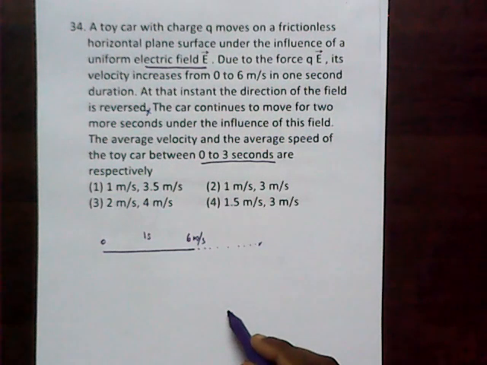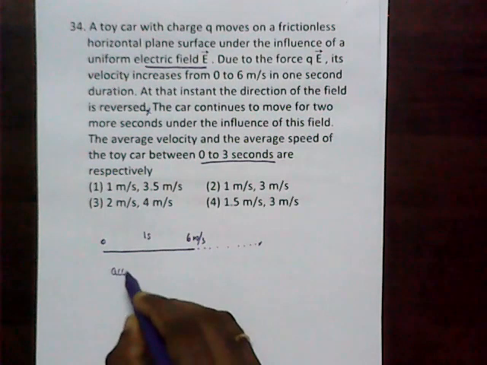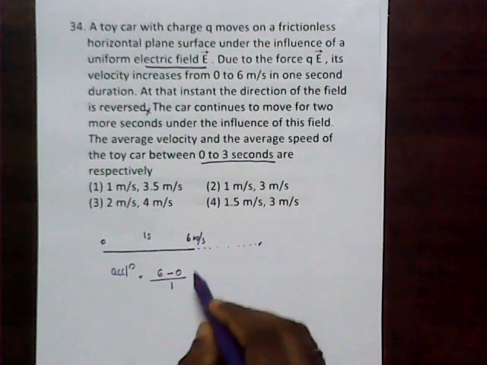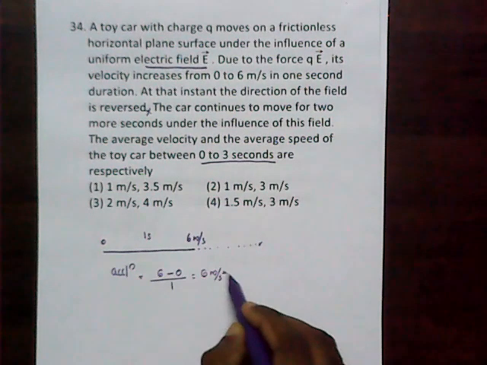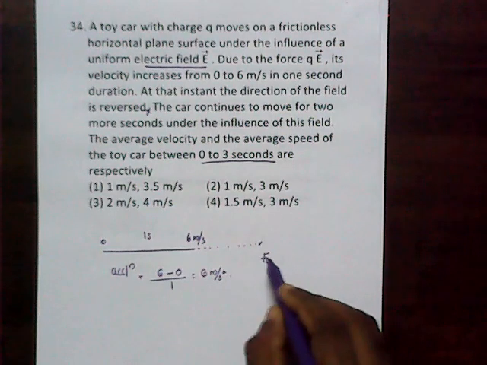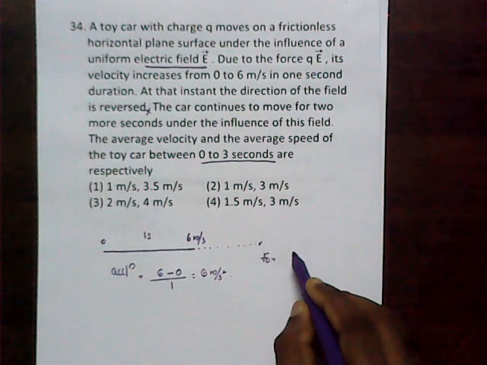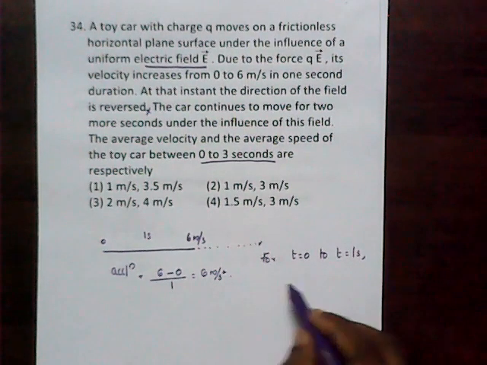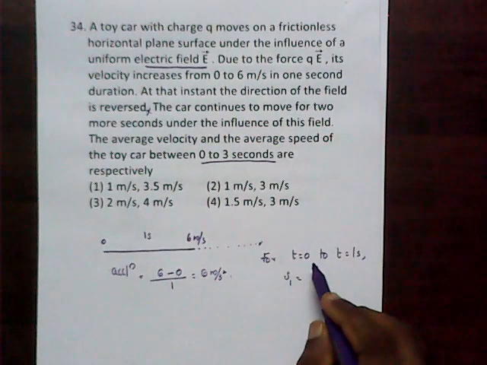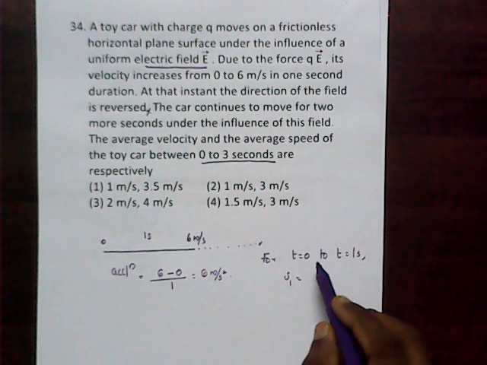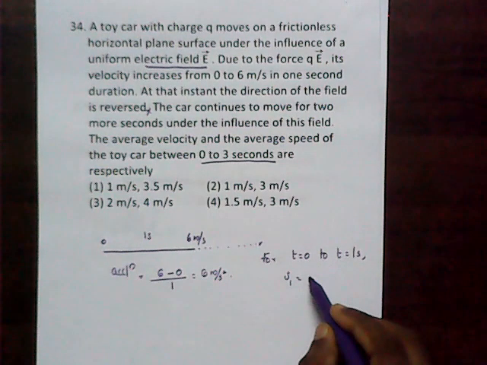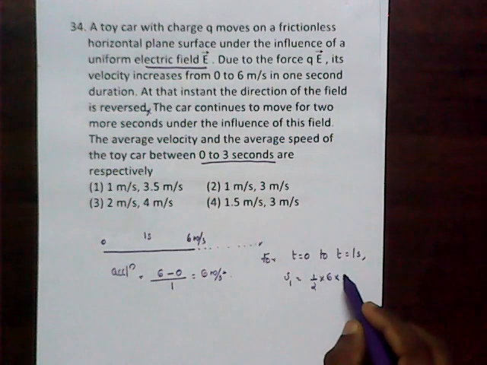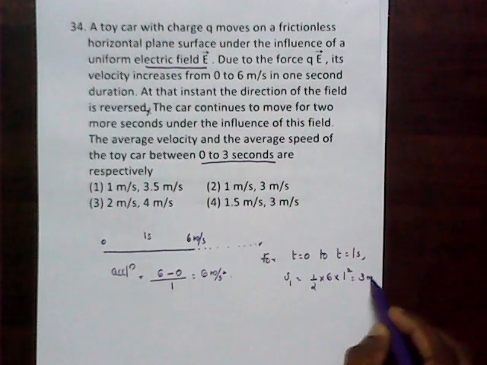So simply, at first we can find the acceleration for the duration of 1 second. Acceleration is nothing but (6 minus 0) by the time, 1. So we can say 6 meter per second square. For time t equal to 0 to t equal to 1 second, you can find the distance traveled as s1, equal to the initial velocity, which is 0 here, so s1 equals half into 6 into 1 square. So it travels a distance of 3 meter.